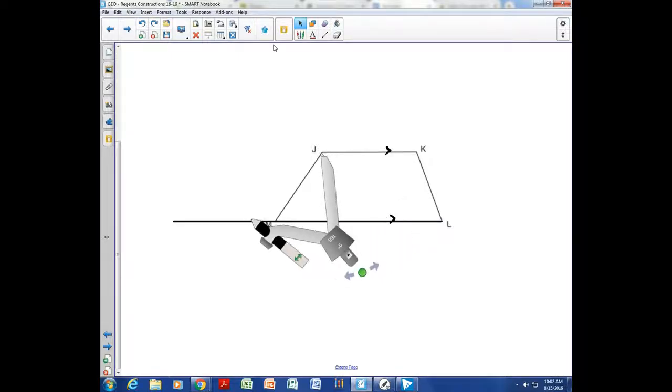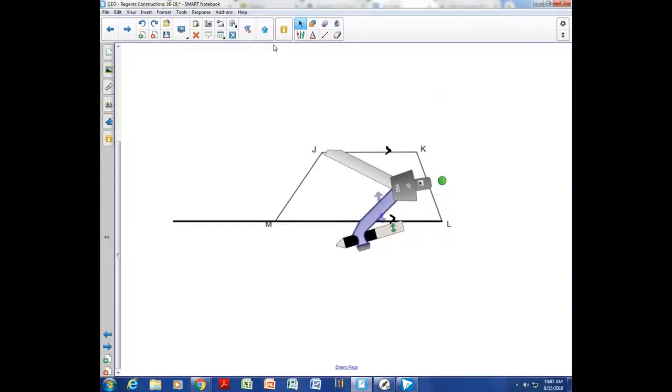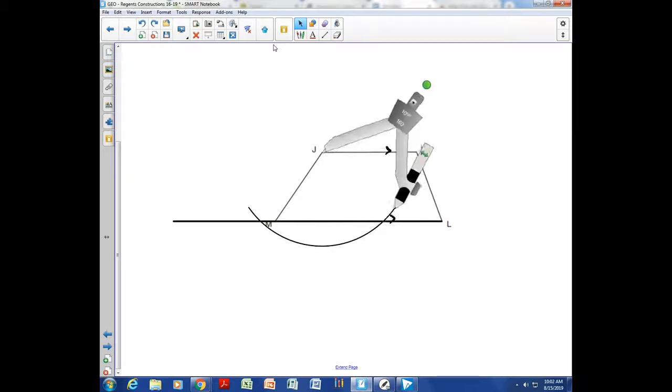Once you have a comfortable arc that you know is going to intersect that base at two different places, you could draw it. Boom, boom. And you can see we now have 2 points of intersection on the base. One all the way out here and one here. Okay, so we're going to use those now.